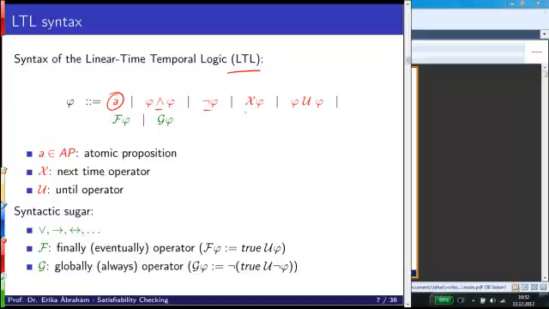We have two temporal logic operators, next and until. Next means it is satisfied by a path if in the next state it is satisfied, and until means that this first operand must hold until after a finite number of steps the second becomes valid. Finally, eventually and globally are syntactic sugar, you can express them with the other ones, that's why they are green. Eventually means after a finite number of steps something happens, and globally means it holds along the whole path.